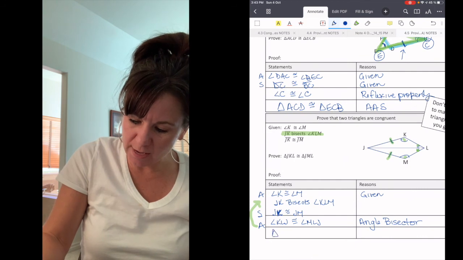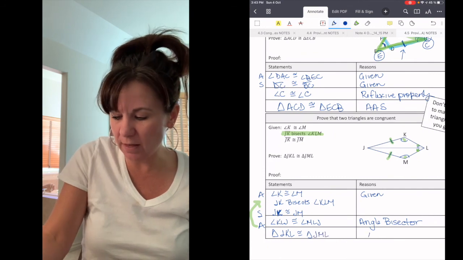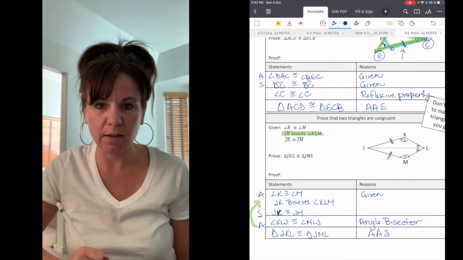So we know that triangle JKL is congruent to triangle JML because of the angle, angle, side congruence. Cool, huh?